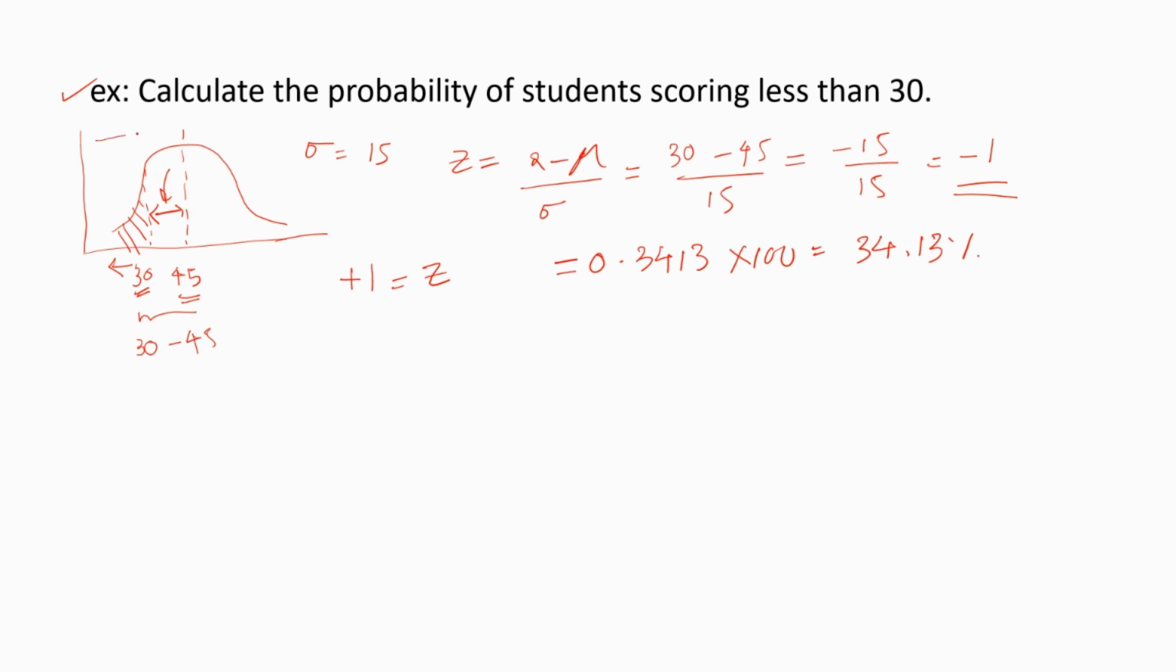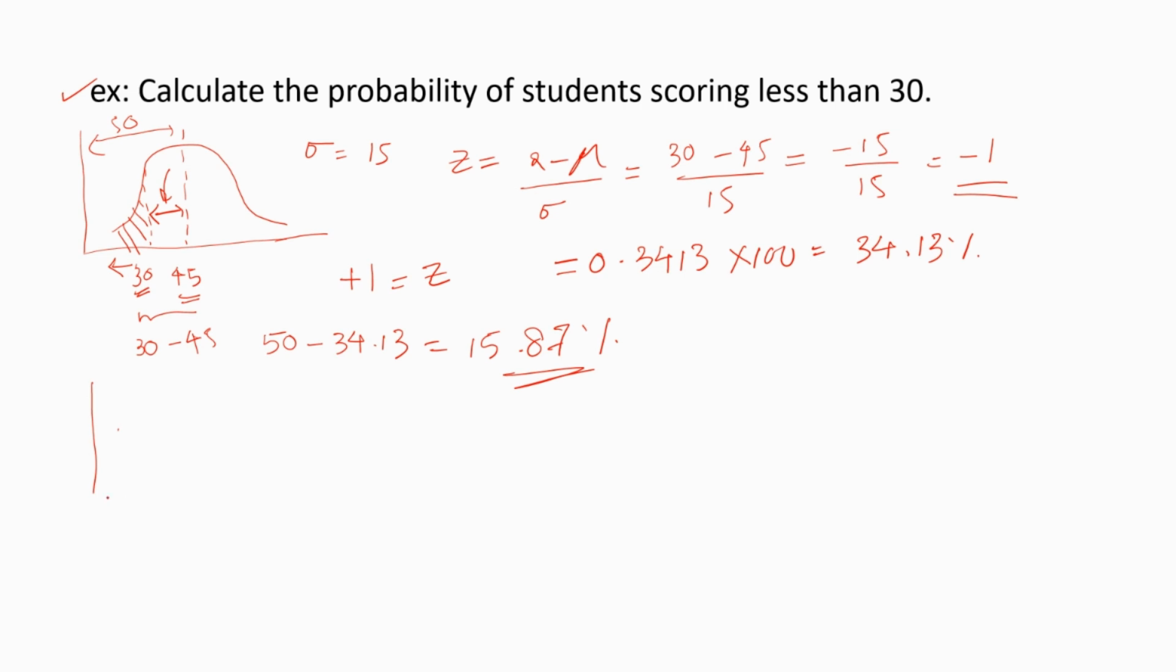So now we know this is 50, because the bell curve is symmetric around the mean value. So 50 minus 34.13 equals 15.87. I hope all clear. From the normal distribution table, we found this area.